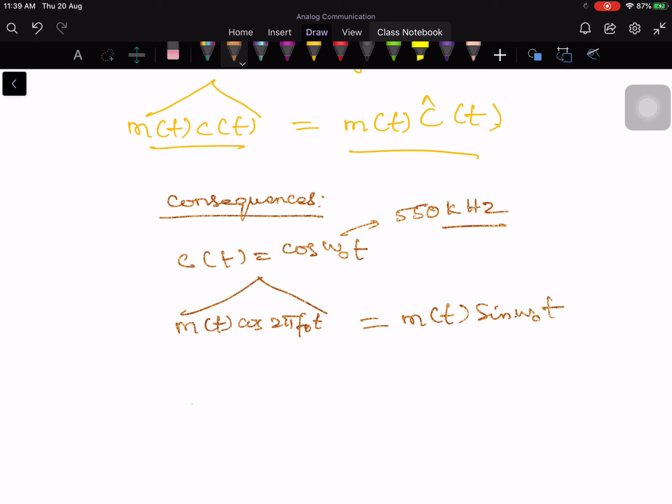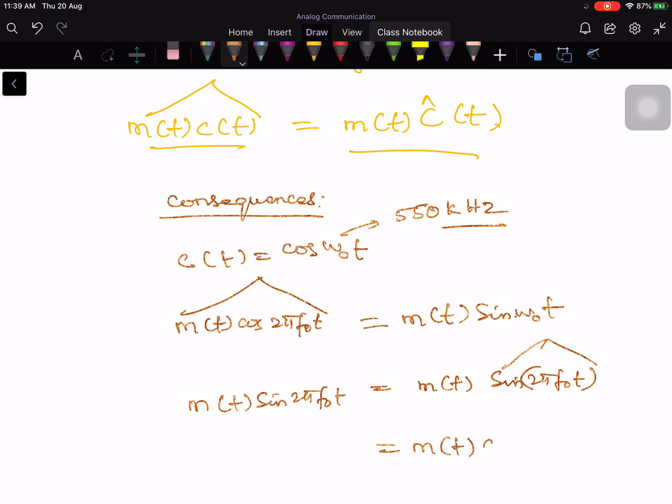Similarly, you take m of t multiplied by sine 2 pi f naught t, then it is going to be m of t times the Hilbert transform of sine 2 pi f naught t, as per the formula. So this is going to be m of t times minus cos of 2 pi f naught t, and that minus let me put here.